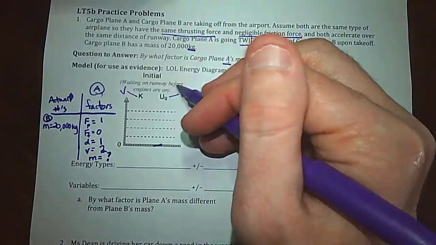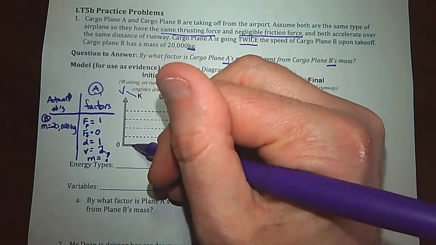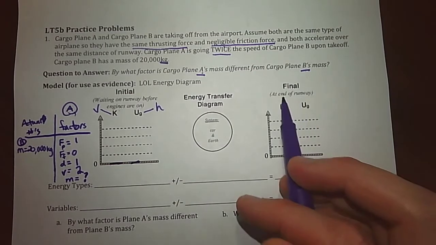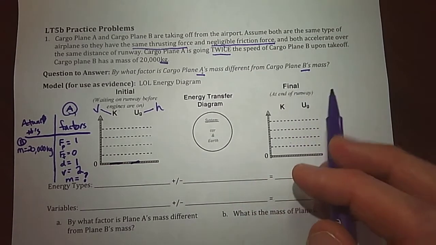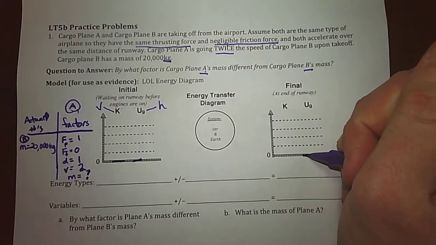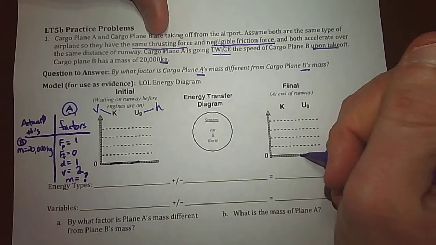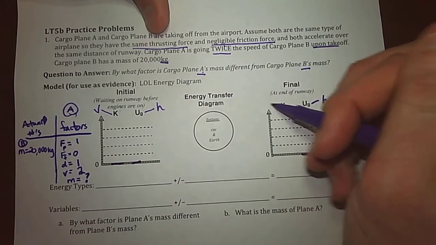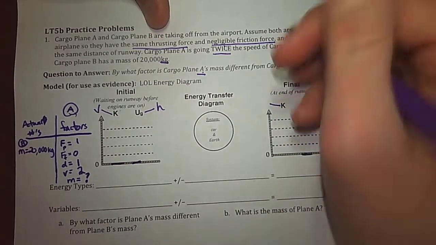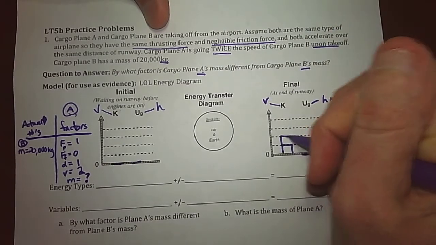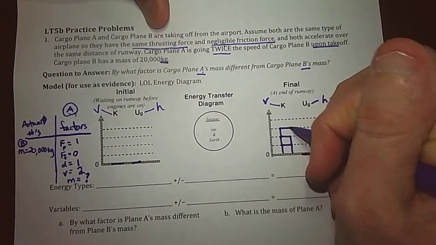But it says waiting on the runway before the engines are on, so they're not even moving yet either. So no kinetic or potential energy here. And then afterwards, it's at the end of the runway, just before they lift off the ground, it looks like. It says upon takeoff, so they haven't lifted off yet, which means my height is 0, so no U_G, but they're definitely going to be moving at the end of the runway. So there is velocity, so I'm going to draw some K. Again, I could choose to draw 2 blocks. I could decide to draw 4 blocks.